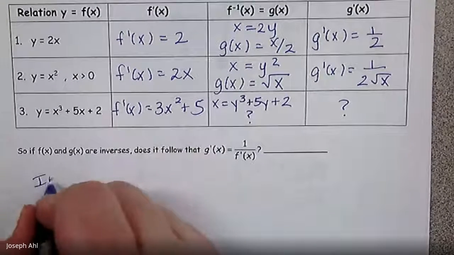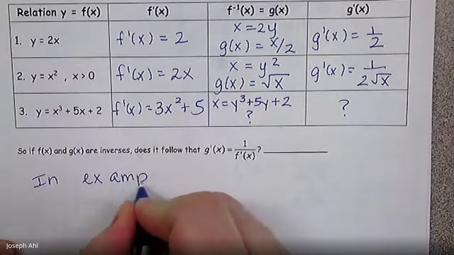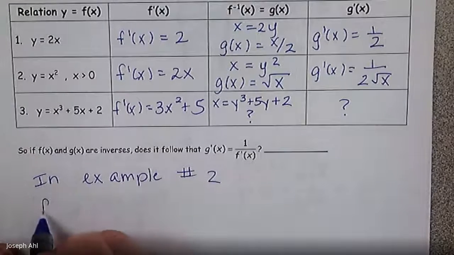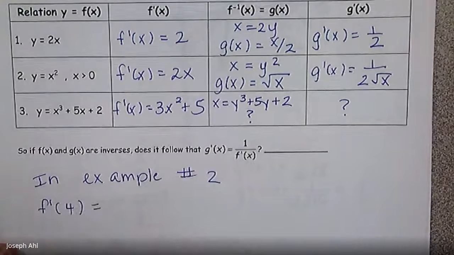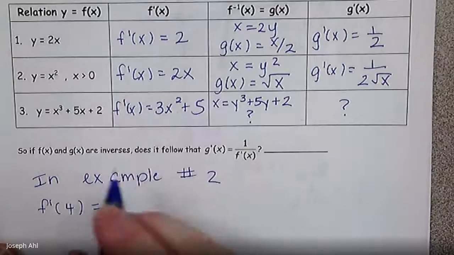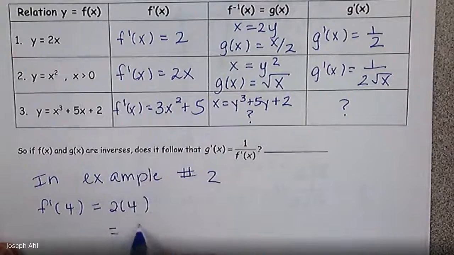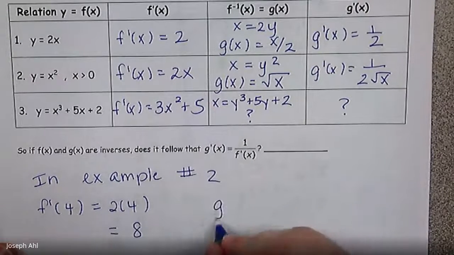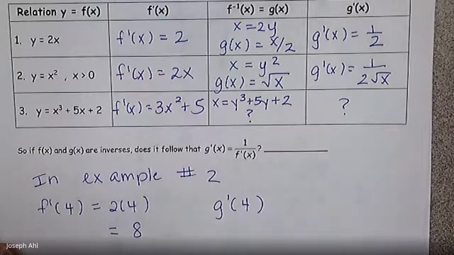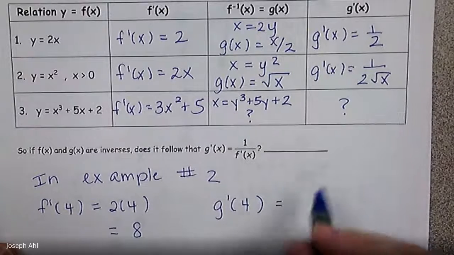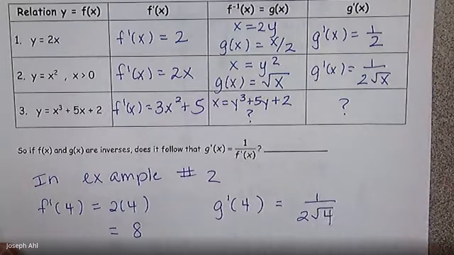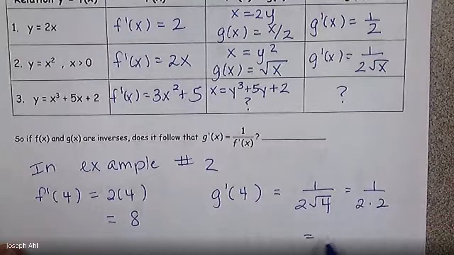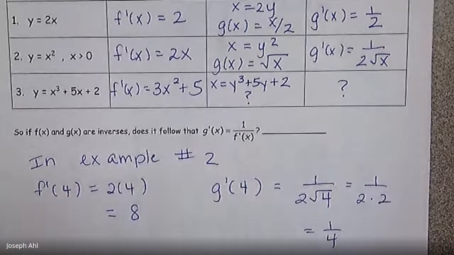So in example 2, let's do something that we can easily calculate. So for example, f prime of 4. So f prime of 4 would be 2 times 4, which is 8. So is g prime of 4 the reciprocal? Well, let's check that out. So g prime of 4 would be 1 over 2 radical 4. And since the square root of 4 is 2, we get not 1/8, but we get 1/4.